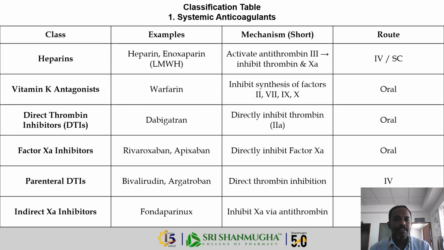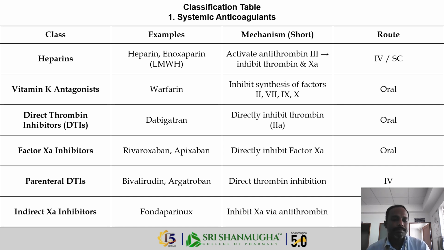We have a set of systemic anticoagulants like heparins, for example heparin and enoxaparin. These are known as low molecular weight heparins. The mechanism is activation of antithrombin 3, leading to inhibition of thrombin and 10A. The route of administration is generally intravenous or subcutaneous injection. Next, we have the vitamin K antagonist, warfarin, which inhibits the synthesis of factors 2, 7, 9, and 10. Generally, warfarin is given orally.